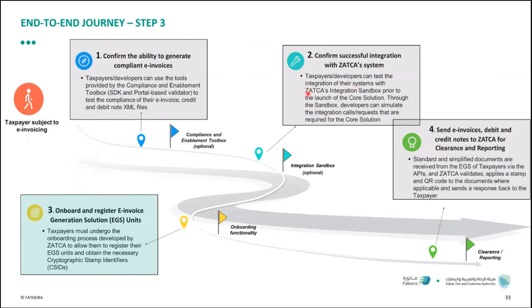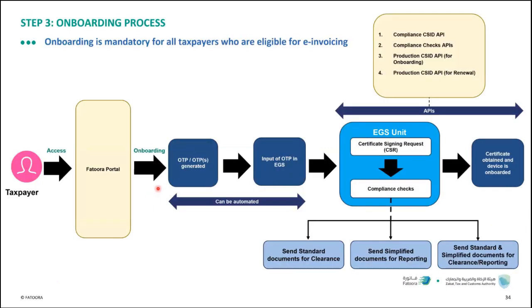So once you have done step 2, which is the integration sandbox, and you make sure that your system is able to communicate with the ZATCA platform, then and only then you'll be able to start onboarding your actual devices. So this is a production environment. Make sure you're only using this environment to onboard your actual production devices that are used to generate the real transactions. So to access that, we're going to have to go to fatoora.gov.sa.